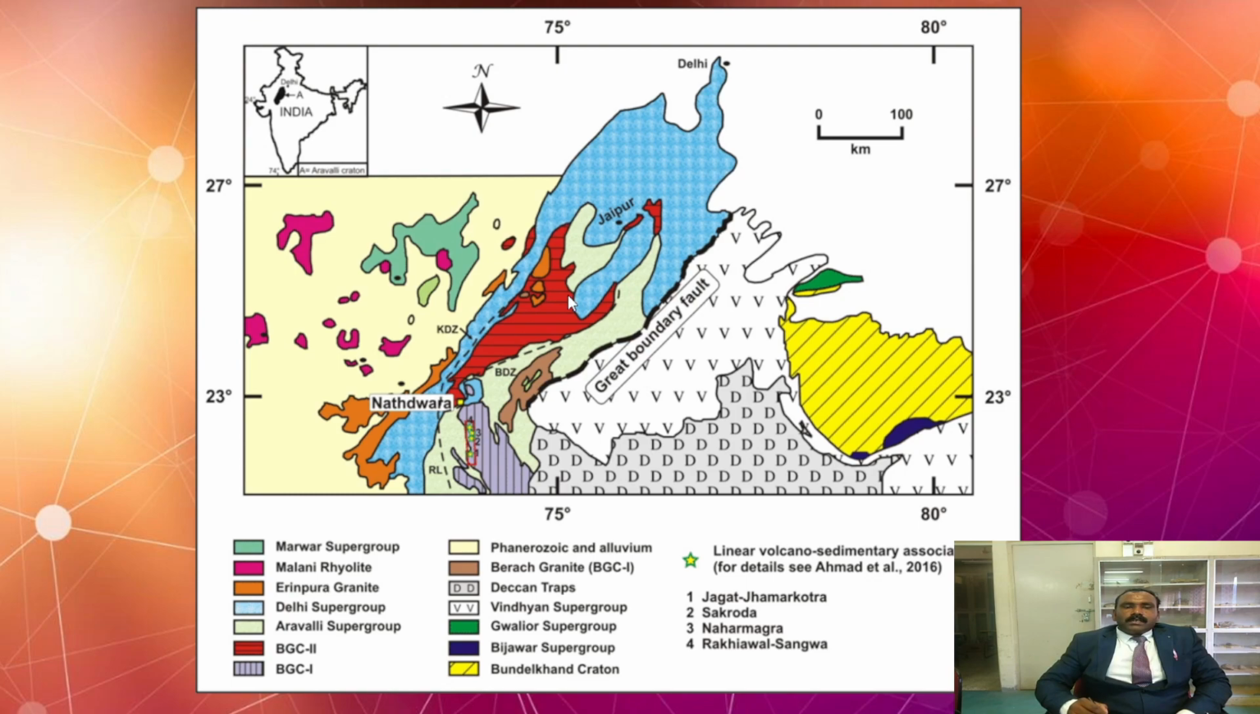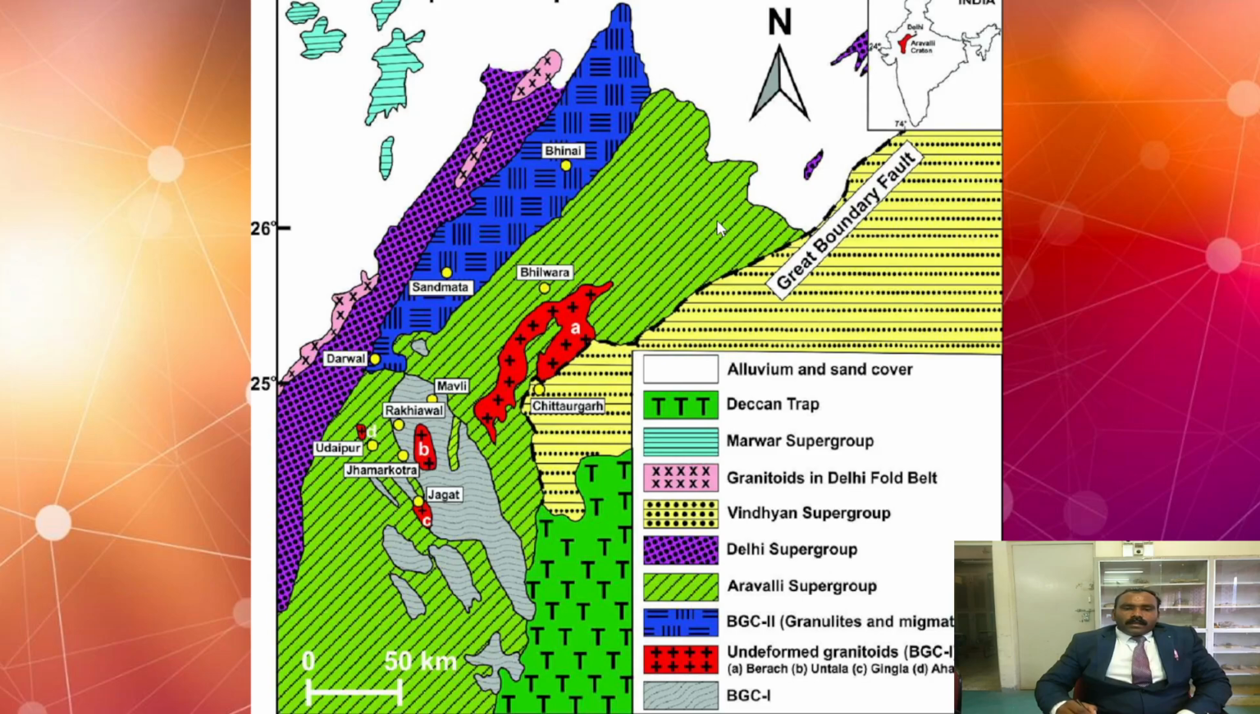Here we will have the Marwar supergroup, and then the Malani rhyolites, which are also exposed in the western regions. The Erinpura granite we also find, and the other formations are also exposed. The Arvali supergroup, that entire portion, we may see as the Delhi supergroup. The Arvali supergroup and the granitoids of the Delhi fold belts are also situated on the western side.